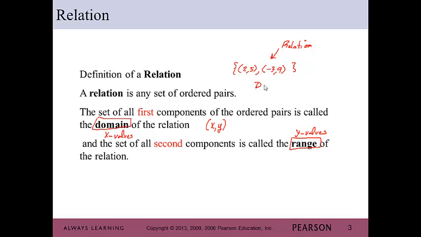For my example up here, what's the domain? It would be -3, 2. So the x's are -3 and 2, and we just put them in order. And the range would be 5, 9, the y values.